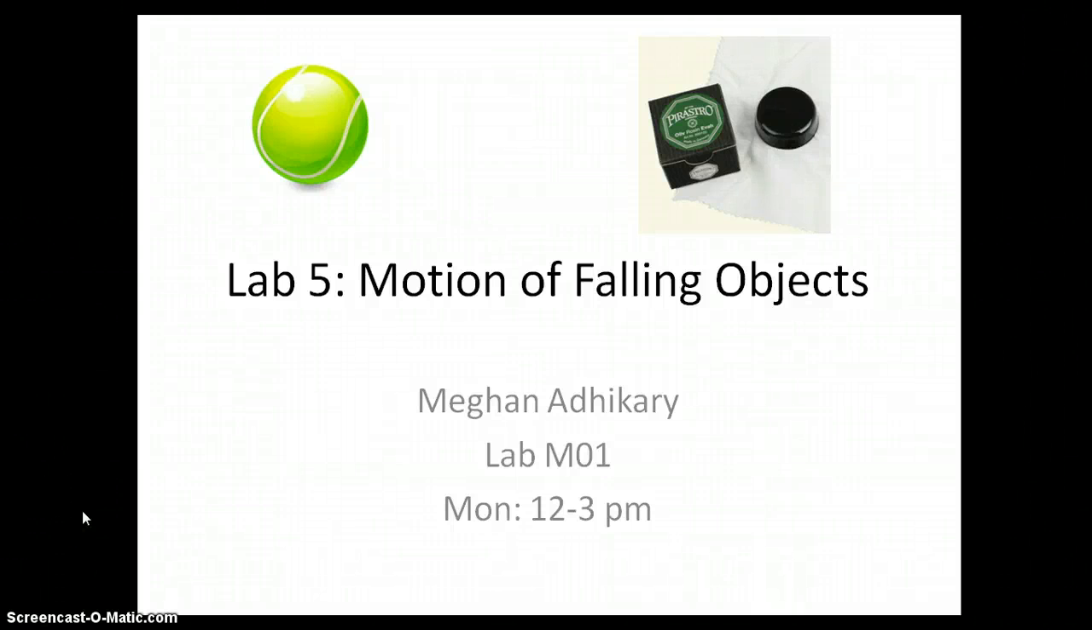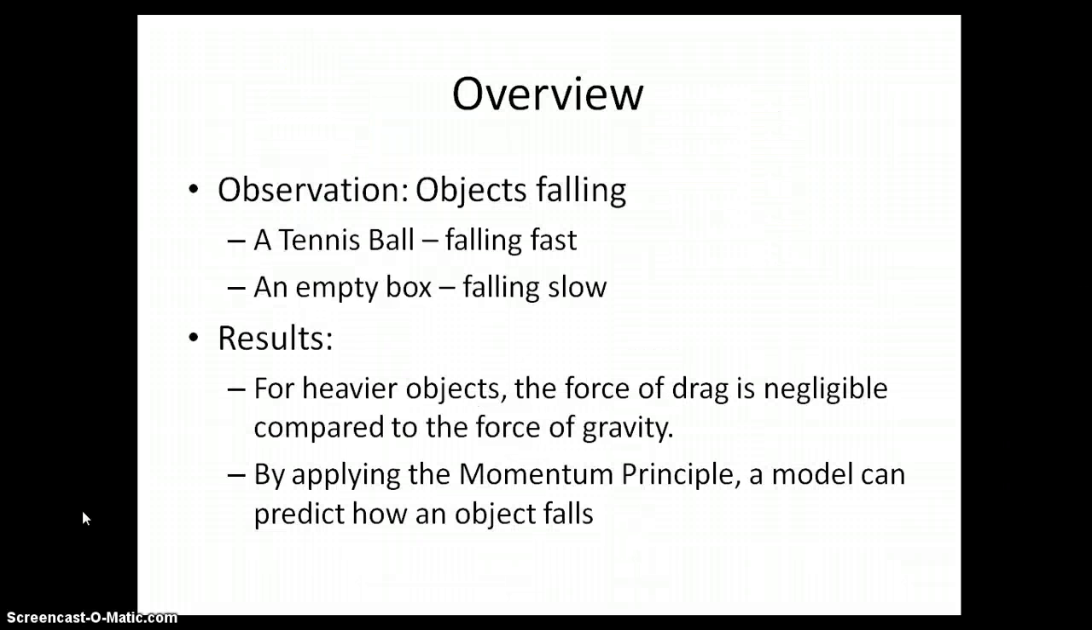This is Megan Adekary from Lab Section M01, and I will be discussing Lab 5, the motion of falling objects. For this lab, I videotaped two objects falling, a tennis ball and an empty rosin box. I then tracked the motion using Tracker and then used VPython to predict and model their motion, first with gravity alone, then with gravity and drag.